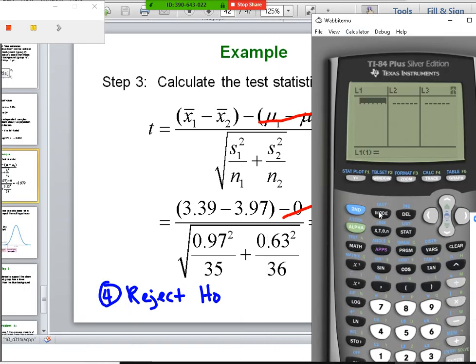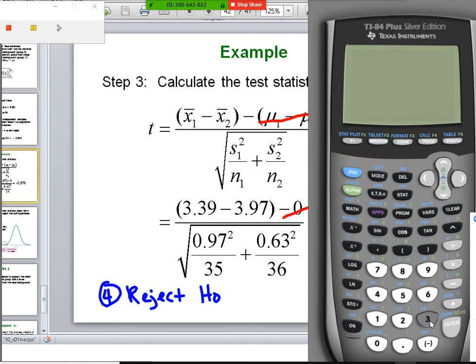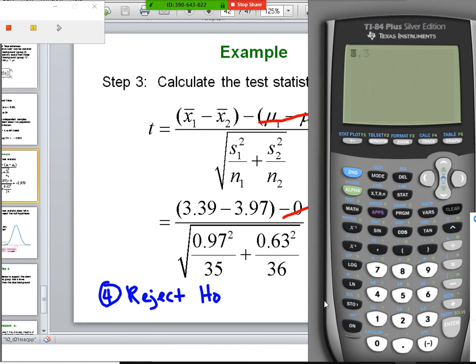So it's going to be, sorry, we don't want that part. We want to work from the inside out. So we'll do the inside part first, which is 0.97 squared divided by 35 plus 0.63 squared divided by 36, enter. Now I need to square root that. So I need to raise it to the 0.5 power. That's my denominator.